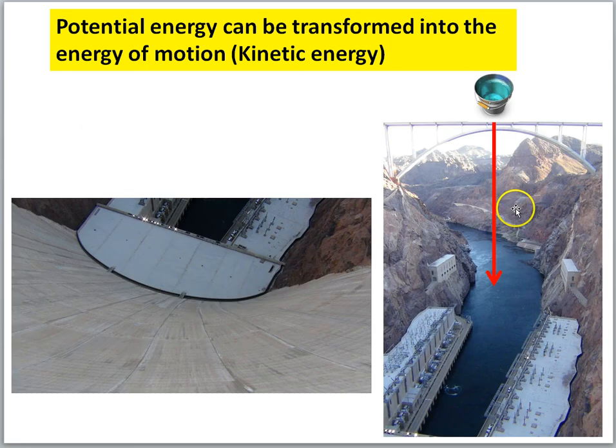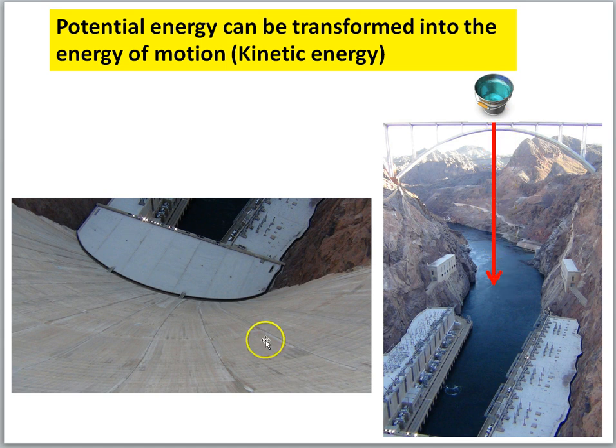Now let's briefly consider the dam. Imagine on this bridge up here we had a bucket of water, right? And if we simply poured the water out here, that water is going to fall, right? Now initially it had potential energy because it had height above the surface of the Earth, and as that water falls, it'll gain speed, right? So it'll increase its kinetic energy of motion.